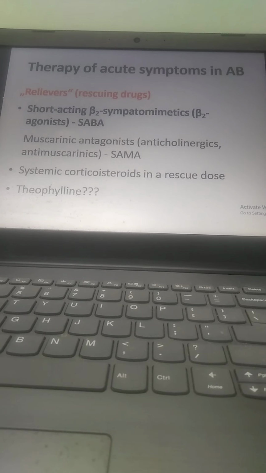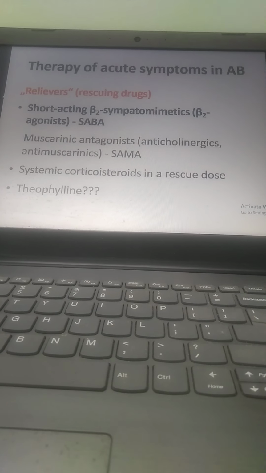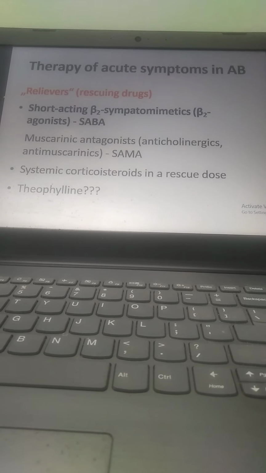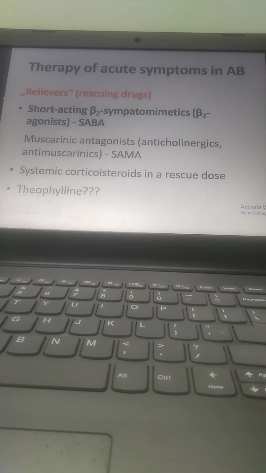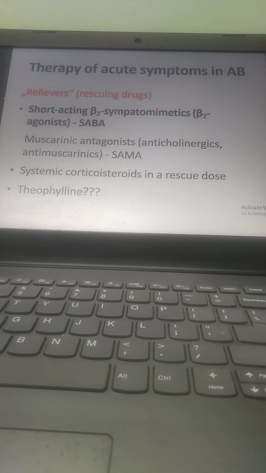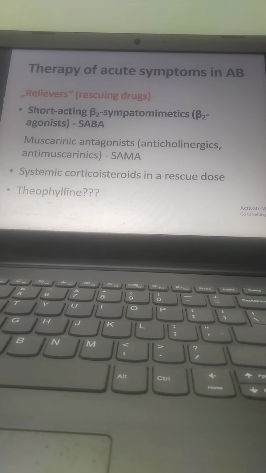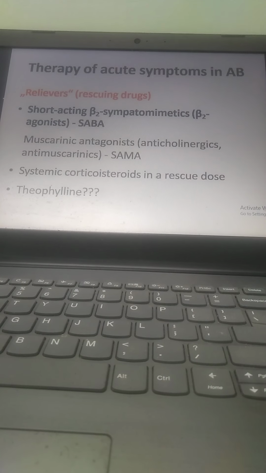And systemic corticosteroids in rescue dose. We have to give the rescue dose so that there are not a lot of side effects of systemic corticosteroids, so you have to take care. Then theophylline. This is the therapy for, I would say, acute cases of this pulmonary disease.